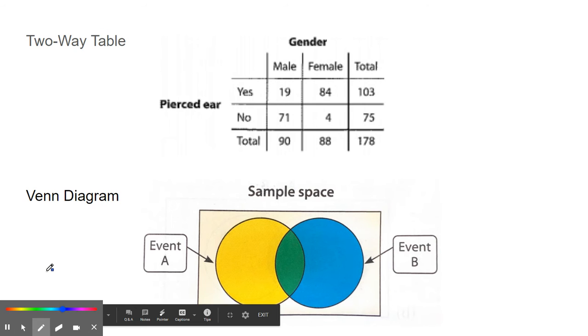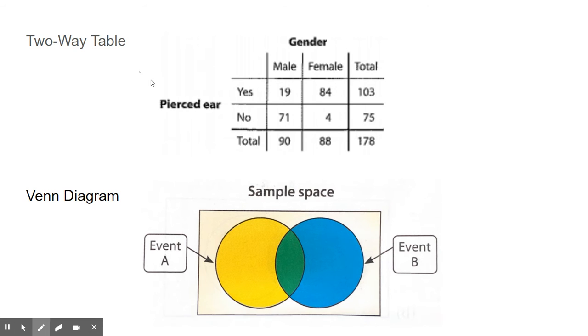Okay, so we're going to be dealing a lot with two-way tables and Venn diagrams. So when you have two-way tables, this is where each individual or whatever thing you're looking at has 2 characteristics. So in this two-way table, our first characteristic is gender, male or female, and then the second characteristic is, do they have a pierced ear, yes or no? Again, we call these categorical variables because they put you in a category, male or female, pierced ear or not pierced ear.